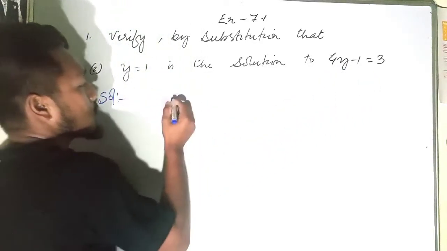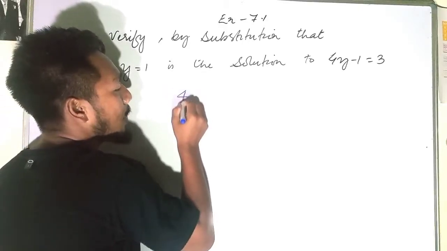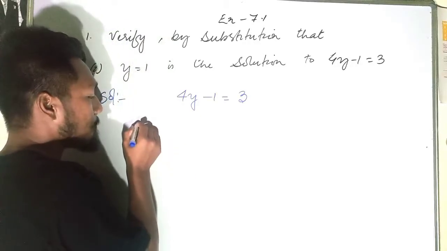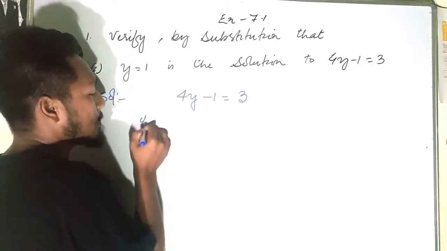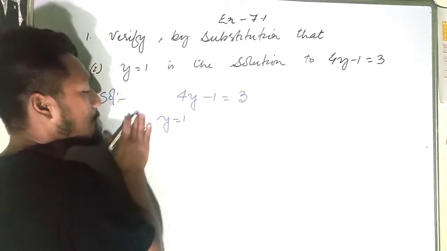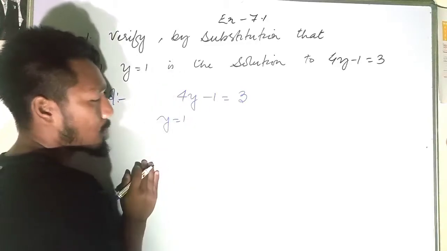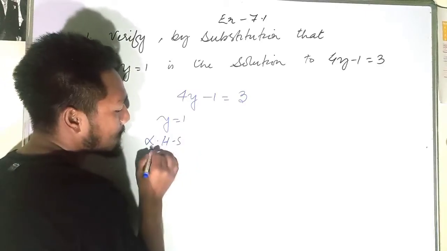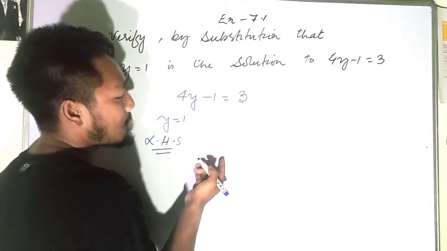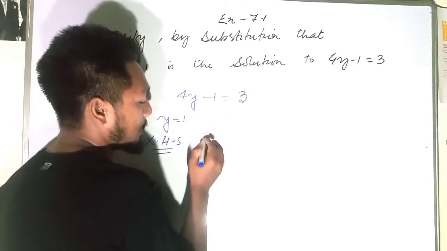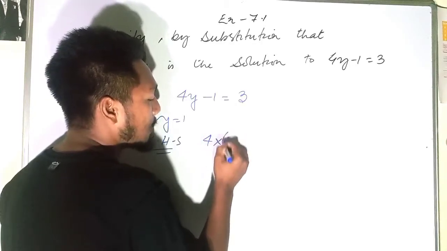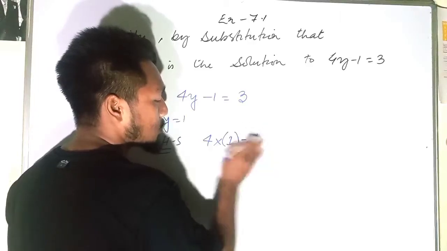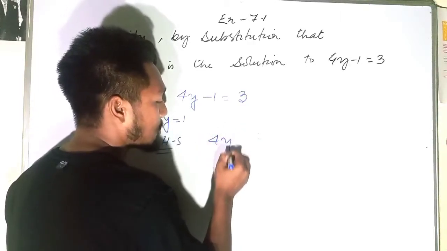We know the equation given is 4y minus 1 is equal to 3. Whether y is equal to 1 is a solution or not, that is what we have to check. Therefore, let's write the left hand side. Whenever you are going to verify, you have to calculate separately. So in place of y we put 1: 4 times 1 minus 1. So this is our left hand side.